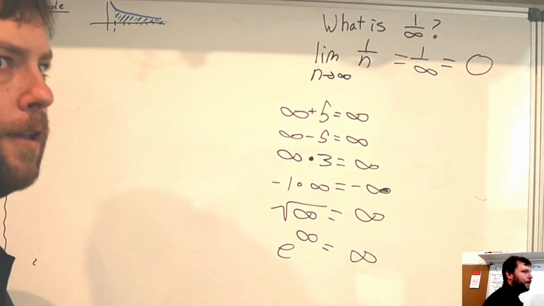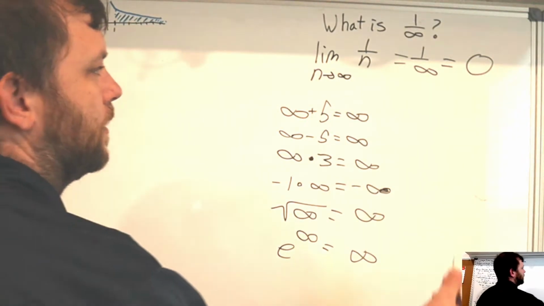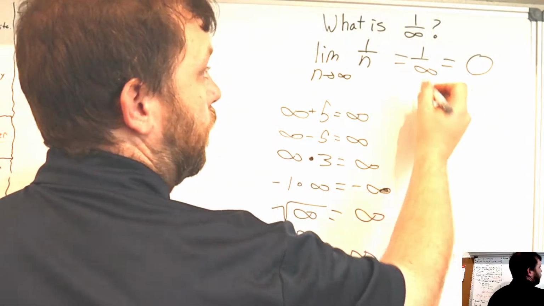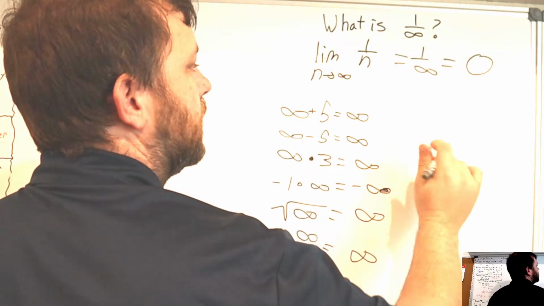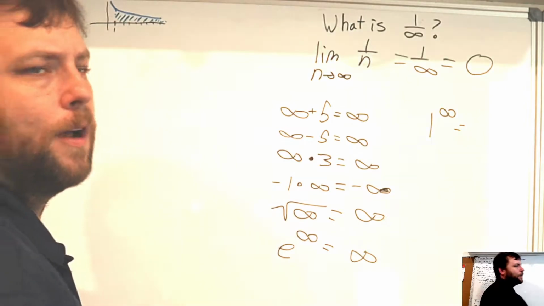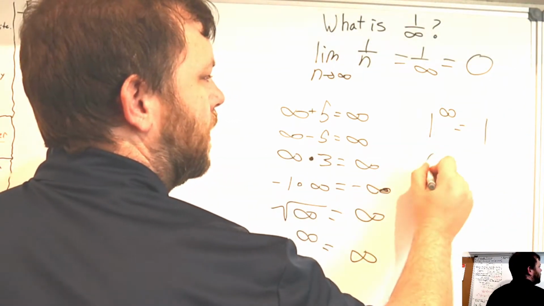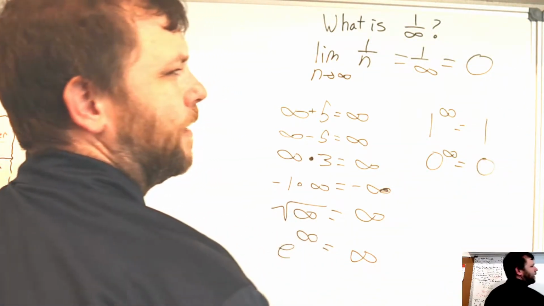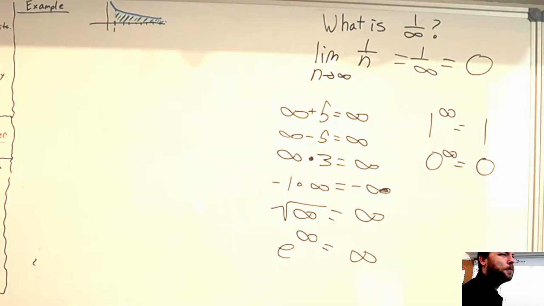Now, does everything go to infinity? Well, no. We have cases like 1 over infinity, which went to 0. What if I said 1 to the infinity power? Well, 1 times a bunch of 1s is going to be just 1, right? I think 0 to the infinity is still 0 too. Some weird rules with this.